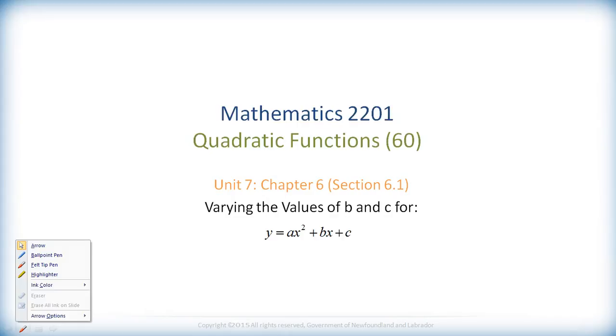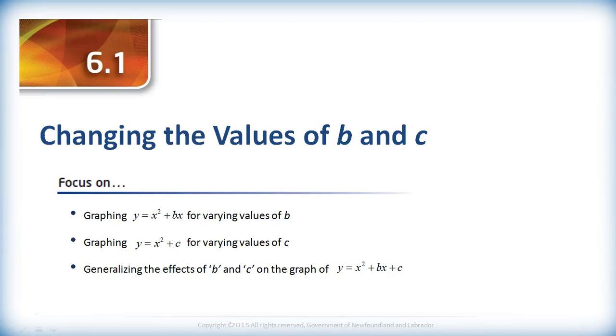We're going to look still at quadratics, of course. We already looked at what happens if we change the value of a, what happens to the graph of our quadratic function or our parabola. And so today we're going to look at the effects of b and c and see what that does to the graph, okay? So we're going to talk about graphing y equals x squared.